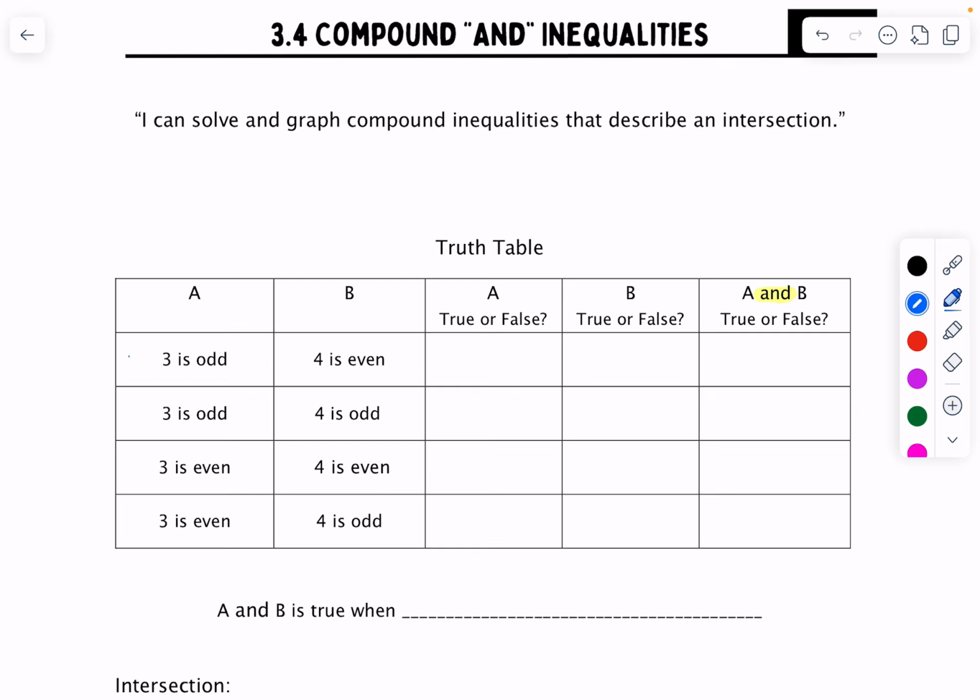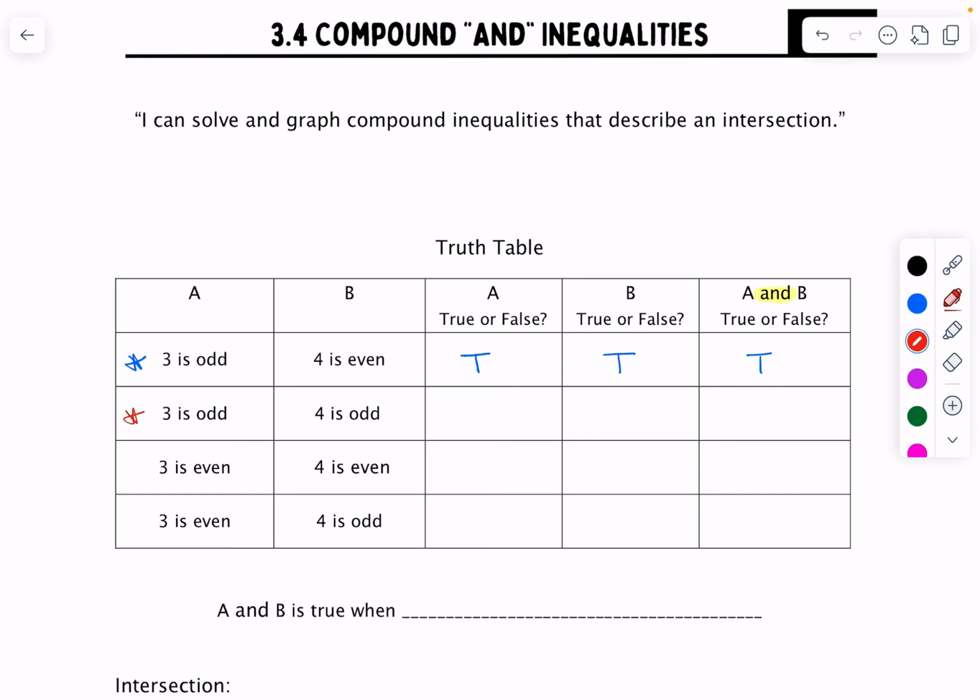In the first row, it says that 3 is odd for A. Is that true? Yep. And 4 is even. Is that true? Yes. Now, are A and B true or false? Well, they're both true, so this has to be true. It only works if both are true. Let's take a look at the next row.